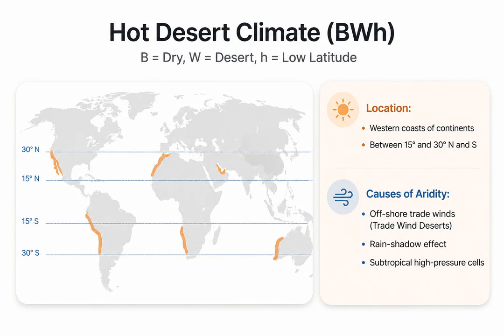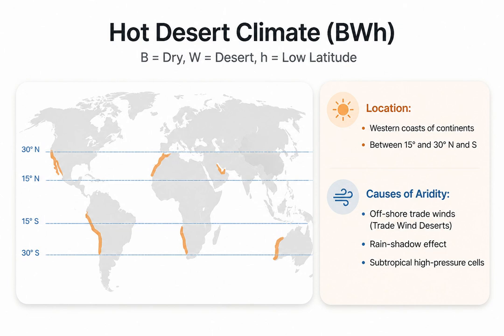Let's zoom in on the hot desert climate, or BWH. The H stands for low latitude, meaning these are hot. If you look at a global map, you'll notice a distinct pattern. Major hot deserts are almost always located on the western coasts of continents, sitting right between 15 and 30 degrees latitude north and south. Why are they so dry?